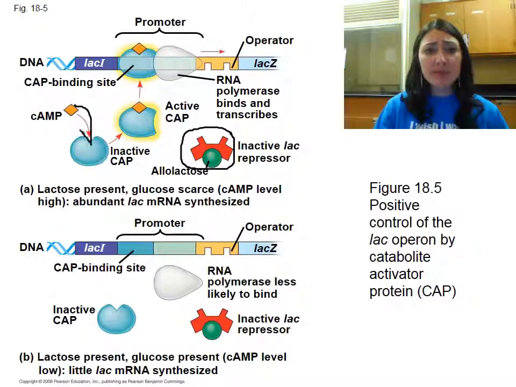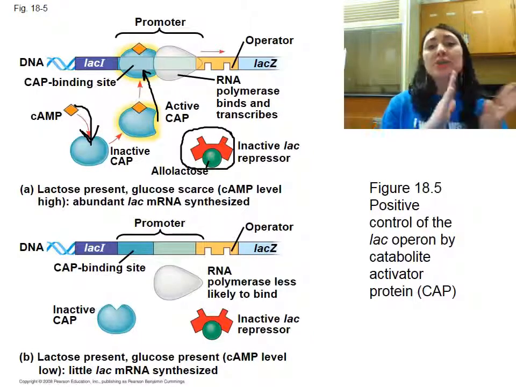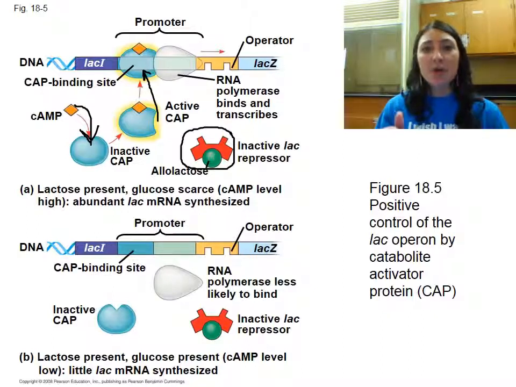Cyclic AMP binds to an inactive form of your catabolite activator protein, which activates it. It then binds with the promoter region of your operon, and that says, okay, RNA polymerase, come over. We need you to really, really quickly make an mRNA, complementary mRNA from our genes of interest so that we can synthesize the lactose enzyme pathway.